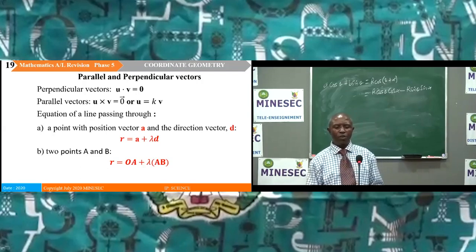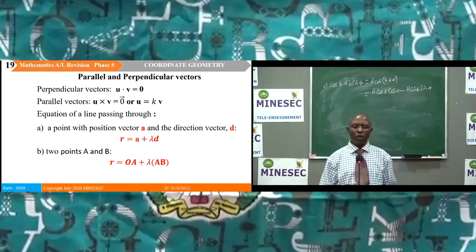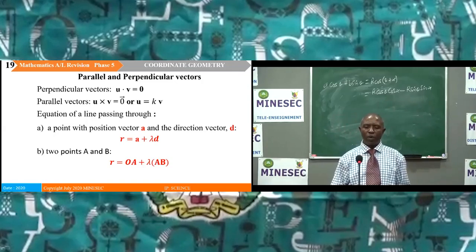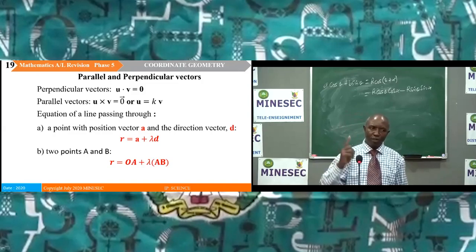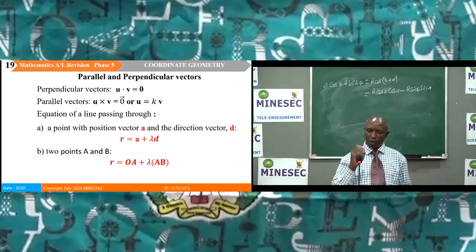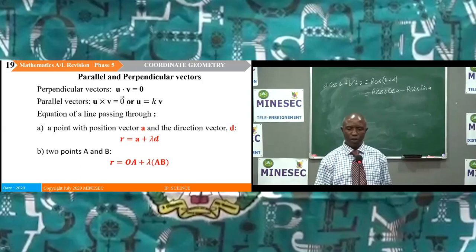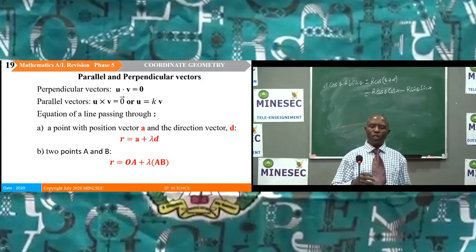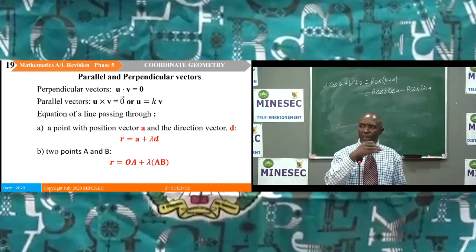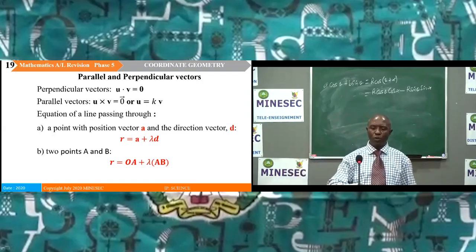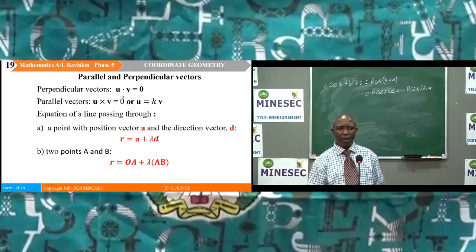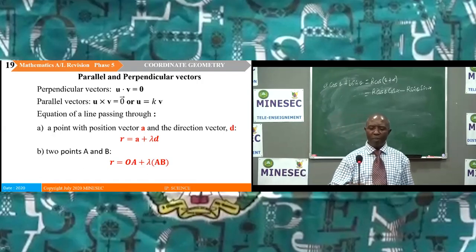Equation of a line passing through a point. The vector equation of a line passing through a point with direction vector is given as r equal to the position vector plus a scalar multiplied by the direction vector. That is, r equal to the position vector a plus lambda multiplied by the direction vector. If it passes through two points, we need to look for the position vector of a relative to b, and we can use any of the points. We can have r equal to OB plus lambda AB, or r equal to OA plus lambda AB, as you see on your screen.